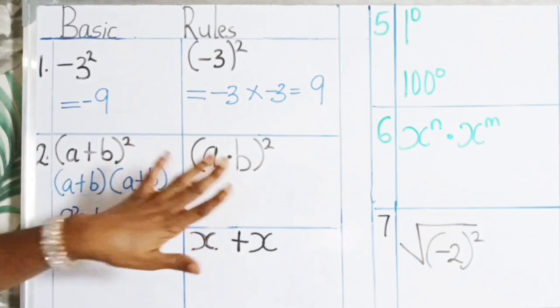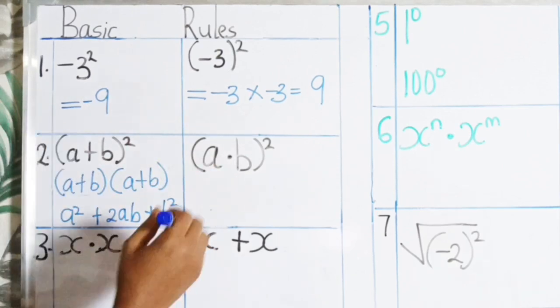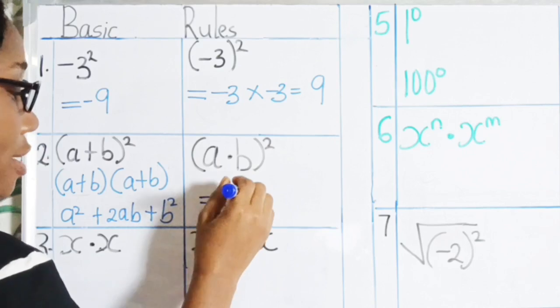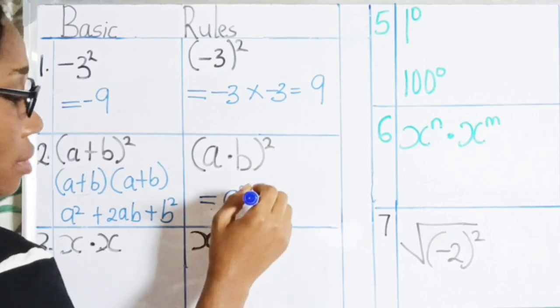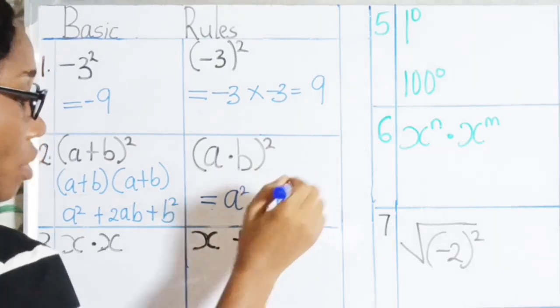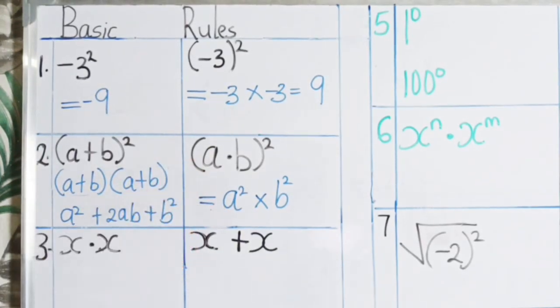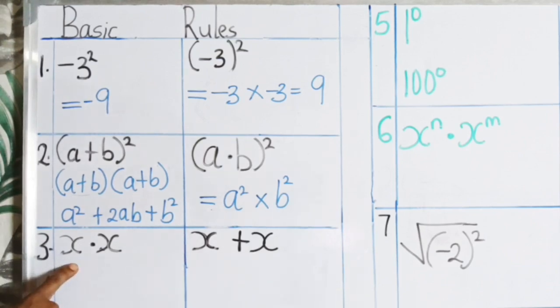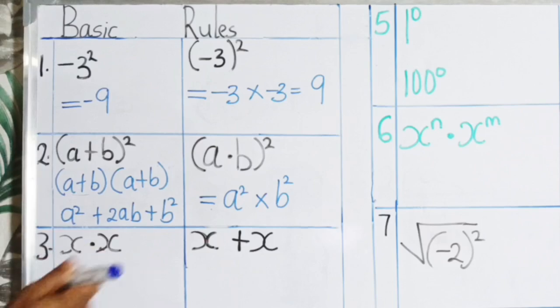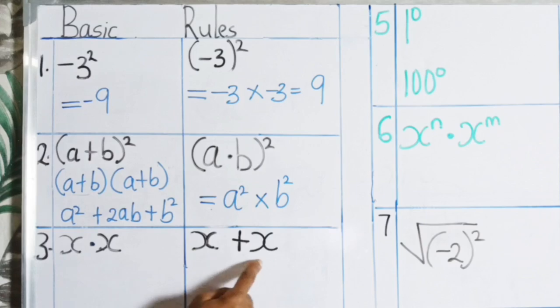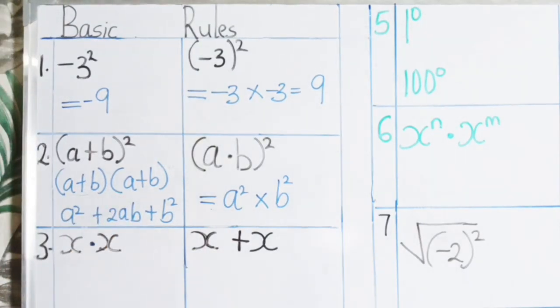Now in this case, it's totally different. So here we are going to have, this is equal to a squared times b squared. So this is what this will give to you. All right, so we go to the next one. So in number 3, we have x times x. This dot here represents multiplication. And here we have x plus x. X times x and x plus x will not give you the same answer.